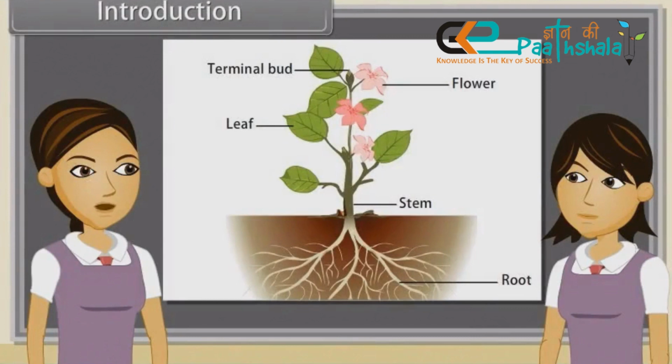When we observe a plant, we see that every plant has roots, stem, and leaves. Plants also have flowers and fruits. We have already discussed characteristics, types, modifications, and functions of roots, stems, leaf, and inflorescence. Now we will study flowers.